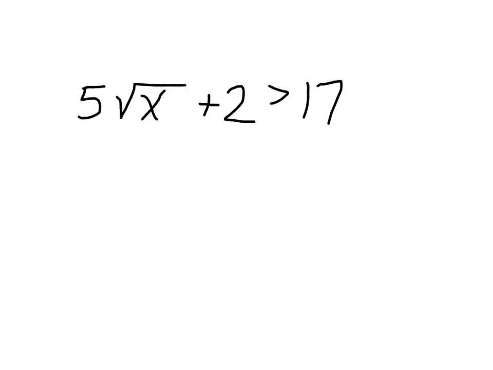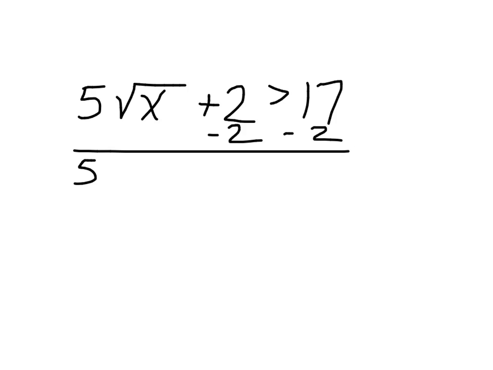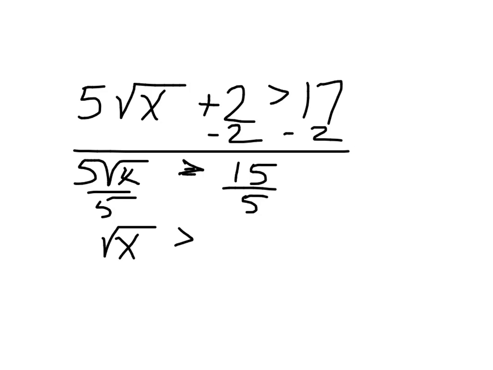Okay, we'll see. So if I were to solve for x, how do I do that? Subtract 2. What's 17 minus 2? Then what? Divide by 5. What's 15 divided by 5? 3. Then what? Square both sides. And I get x is greater than or equal to? 9. Awesome. Done, right? What do you mean no?